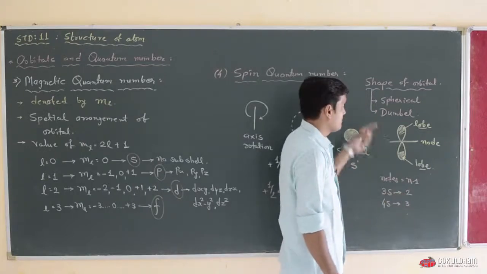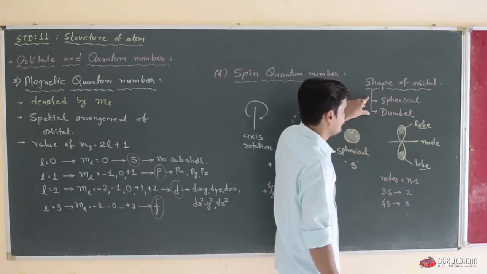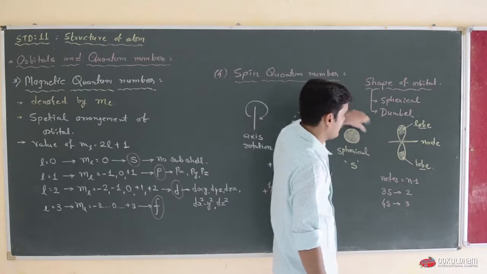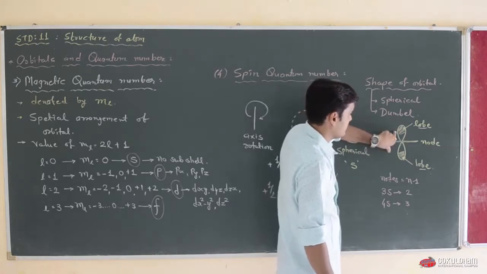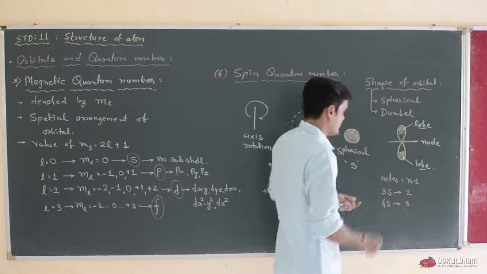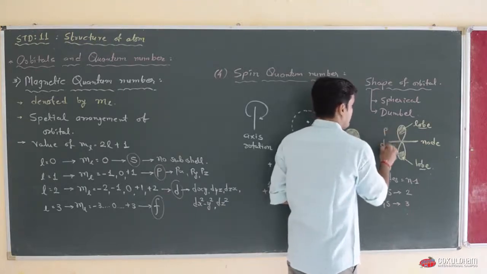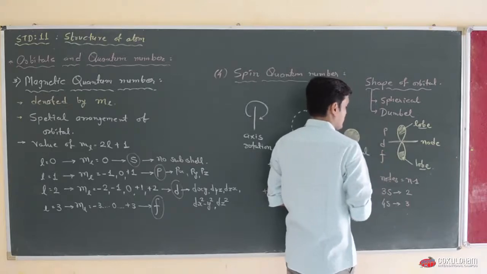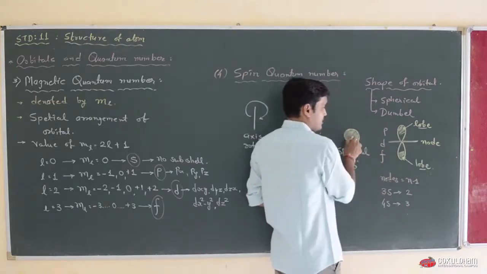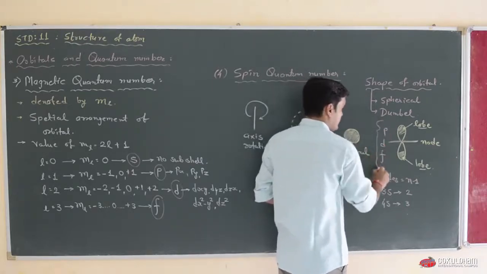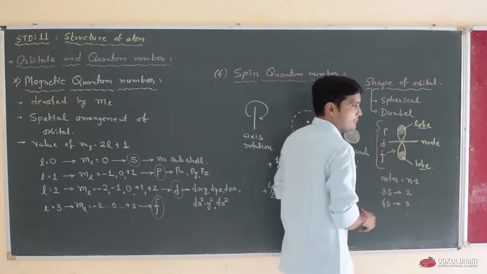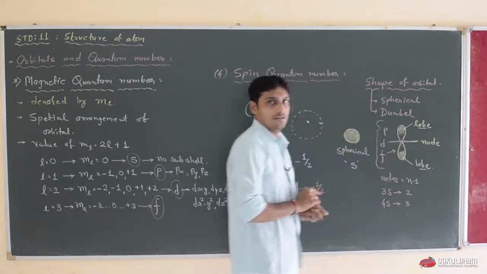So you have to remember these two major shapes, one is spherical and one is dumbbell. This dumbbell shape is shown by P, D and F orbitals. Only S has spherical shape. The rest have dumbbell shape orbitals.